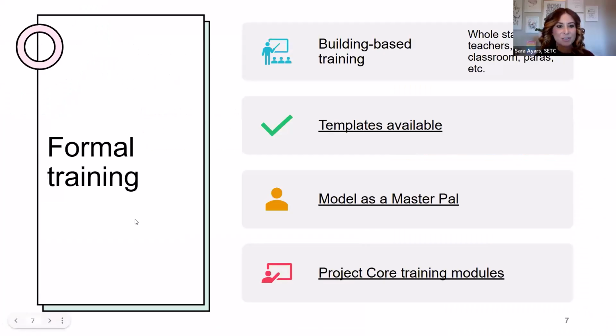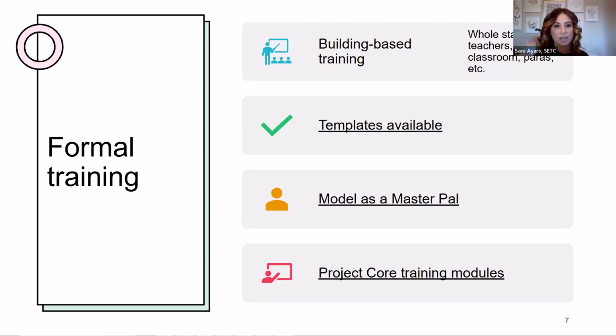Thanks. If you are considering doing a formal training, you could either do a building-based training, which would be potentially the whole staff ideally, or maybe specific teachers within that building who are supporting a student or a group of students who use AAC. You could teach just in one classroom or just a group of paras. So there are lots of different ways to go ahead and do a formal training. And there's training templates available. We linked to here that are research-based and have so many different resources that are pooled together in these trainings.